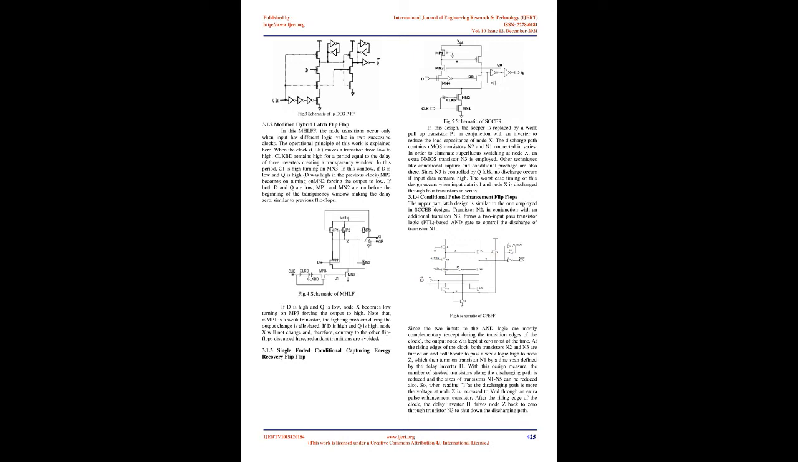So, when reading 1, as the discharging path is longer, the voltage at node Z is increased to VDD through an extra pulse enhancement transistor. After the rising edge of the clock, the delay inverter I1 drives node Z back to 0 through transistor N3 to shut down the discharging path.